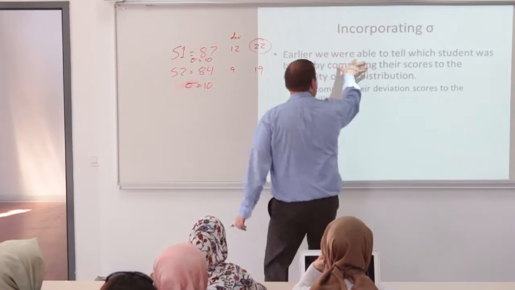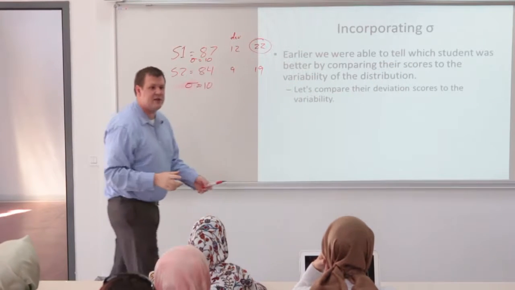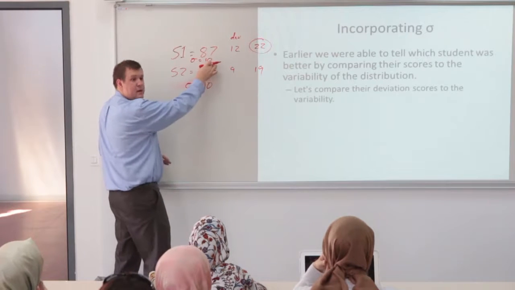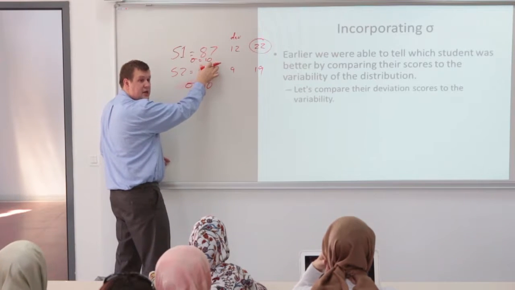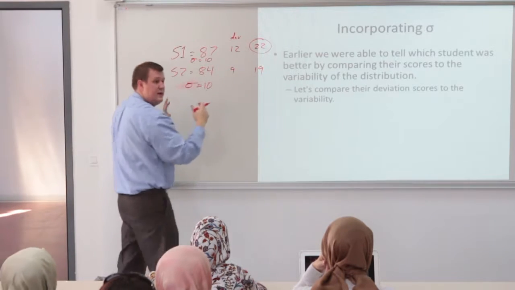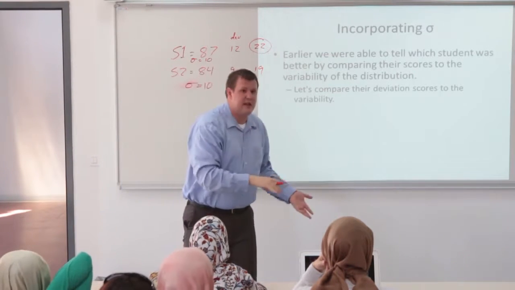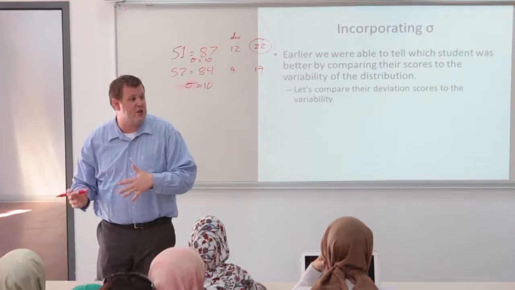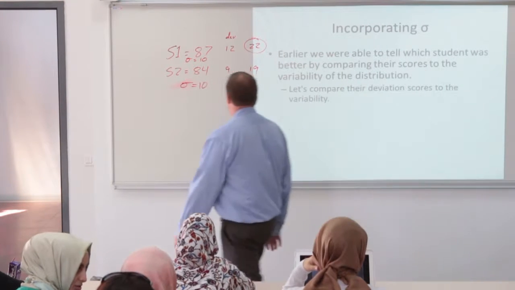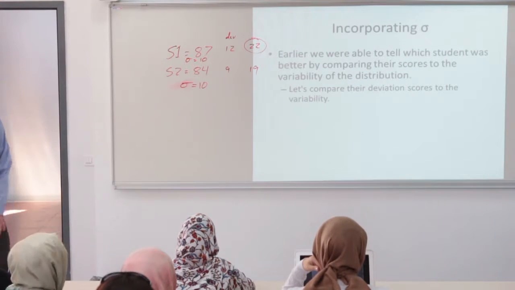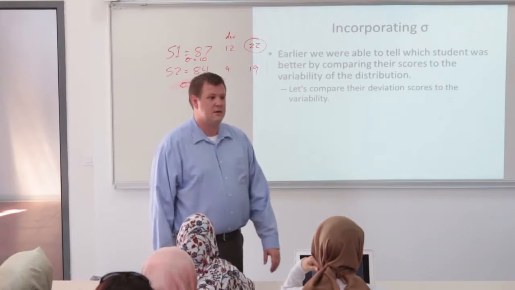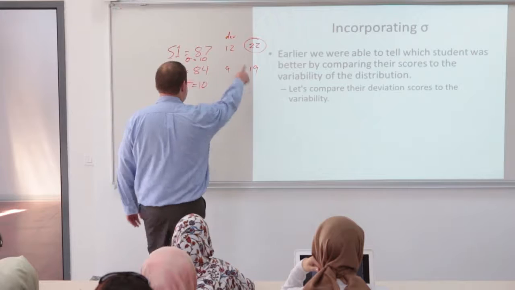Now, we want to compare their score to the variability of the distribution. So we have an index of the variability of the distribution here, the standard deviation. Now, this 12, is this more than one standard deviation, less than one standard deviation, or what? While you guys are thinking about that, I'm going to reset the camera. Thank you. All right, so which one is farther away from the mean in terms of the standard deviations? 22?